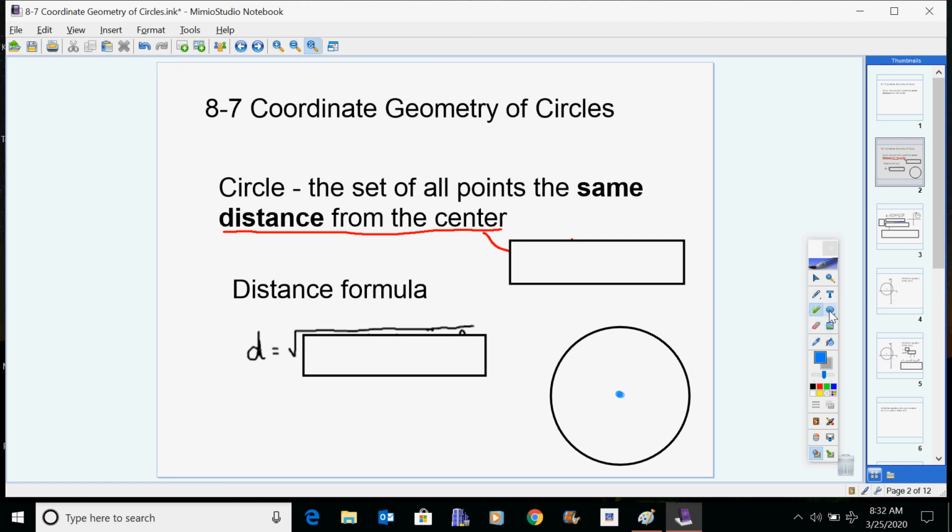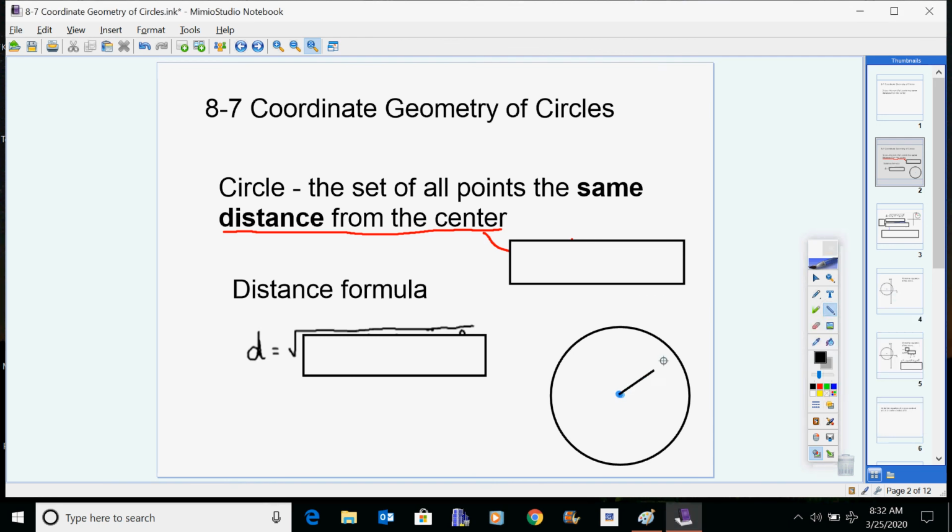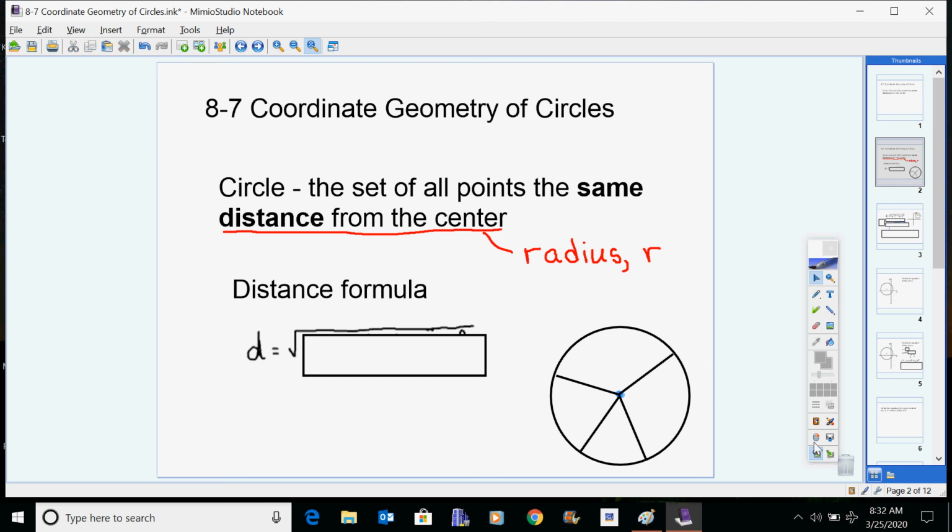Really, the thing that goes from the center to the end there, on a segment, this segment right here, would be the same measurement all the way around. We've talked about the name of that segment before, and the name of that segment, the distance if you measured it, you should all know is called the radius. And we're going to designate that as r in our formula when we get to that. So our radius is that distance from the center of the circle.